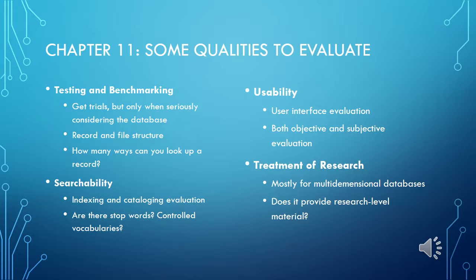The treatment of the research is very important when looking at multidimensional databases over single subject databases. It helps to look at what level of materials are provided, like the level of research materials, how many scholarly articles, and how are the scholarly articles identified as opposed to, say, newspaper articles or magazine articles. And do they indicate what percentage of the articles in the journals are scholarly sources?